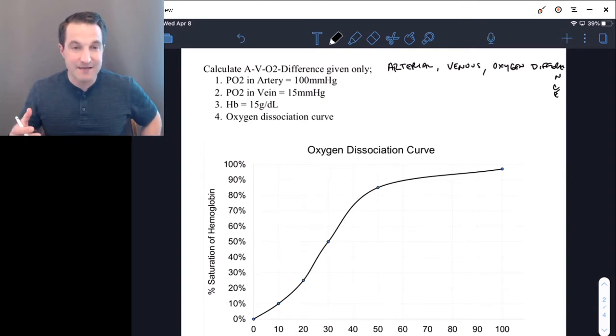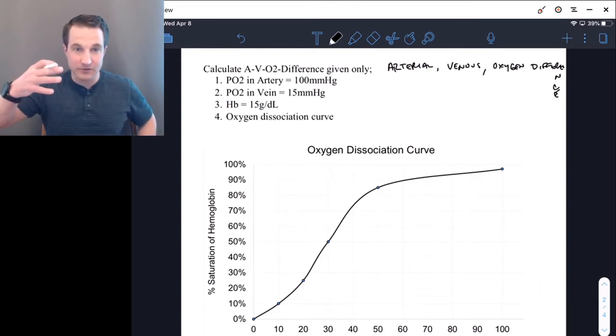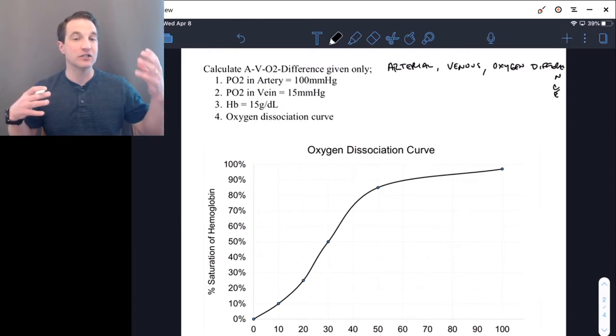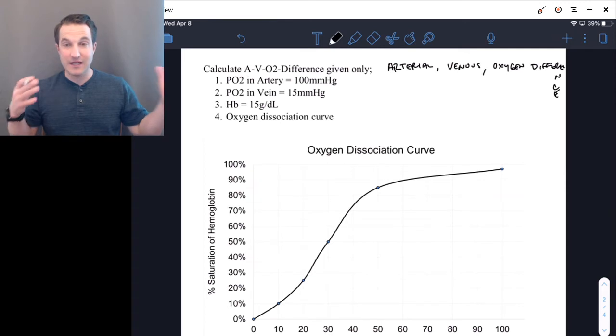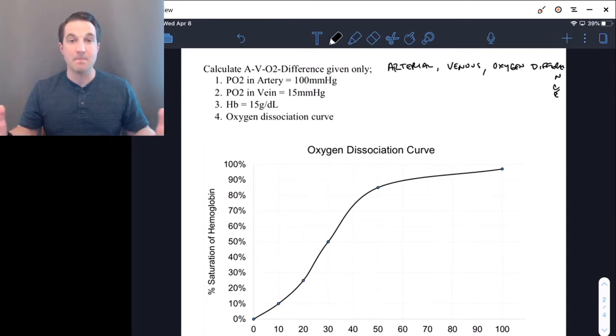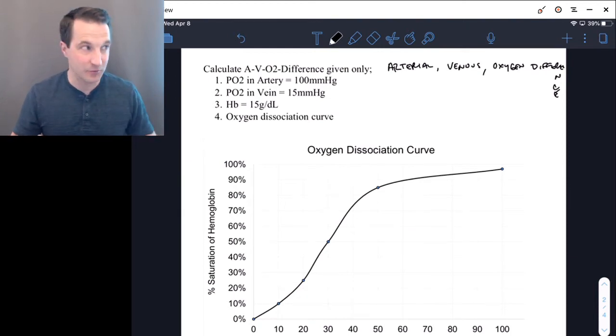So, the same thing happens with our ability to calculate AVO2 difference. If we know how much oxygen is moving in the arteries to the muscles, and we know how much oxygen is moving away in the veins, away from the muscles, if we take the difference between the two of those, we basically say, well, that oxygen must have been used by the muscles. If that's the case, then we can calculate how much work has been done. We'll get to that a little bit later.